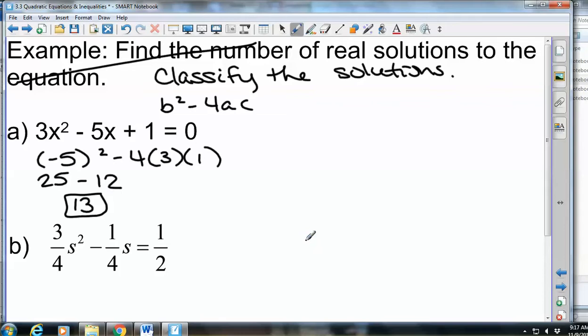That's positive. So what does that tell me? Two real solutions. Okay, will it be rational or irrational? Irrational, because you can't do the square root of 13.